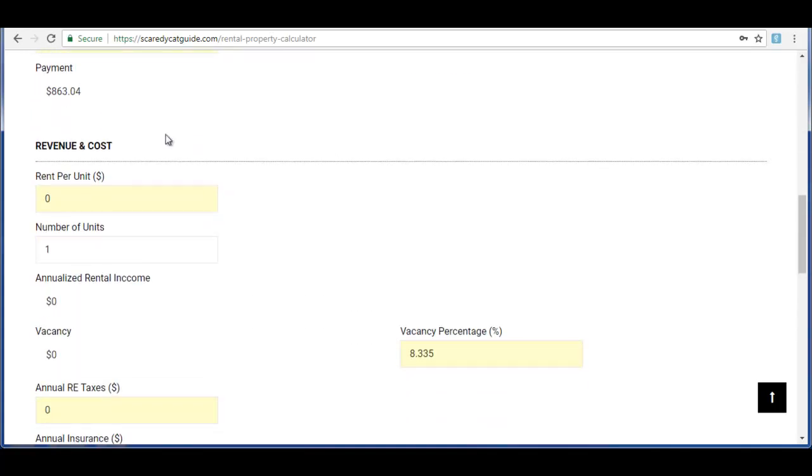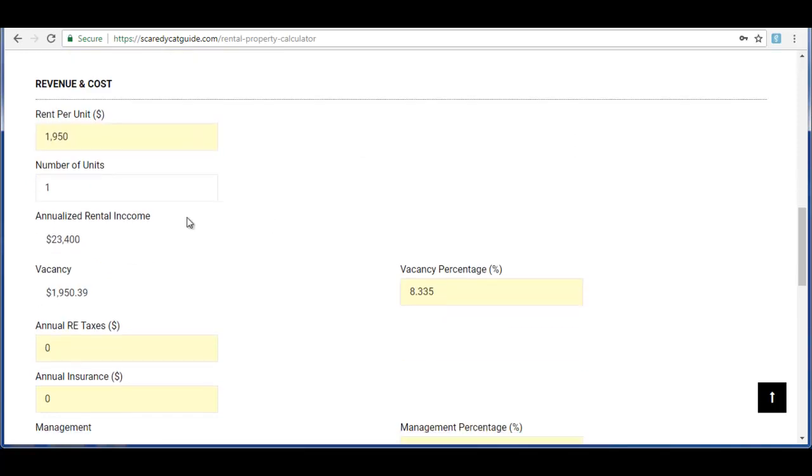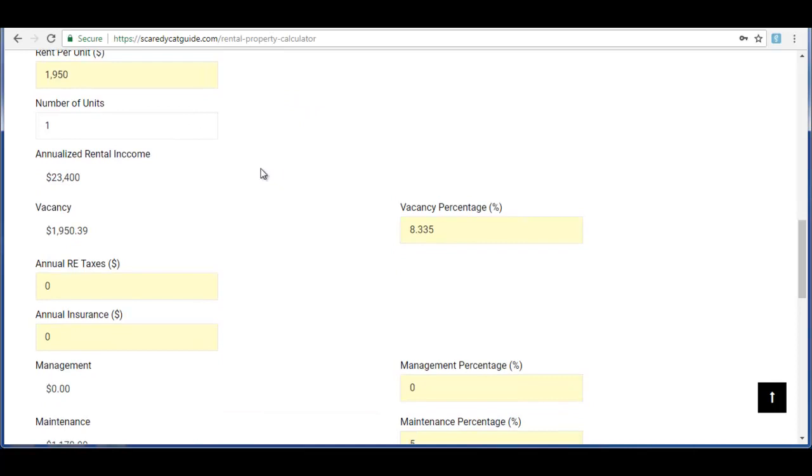And now we get into the revenue and cost section, which is basically the rents we'll be bringing in. And for the area I was looking at for 3-bedroom, 2-bath homes, the rents were anywhere from 1,900 to 2,100. I like to play it conservative, hence being the Scaredy Cat Guide. So I'm going to go with 1950. So I know I should definitely be able to get that since it's towards the lower end. Obviously, number of units is just one because it's a single family home.